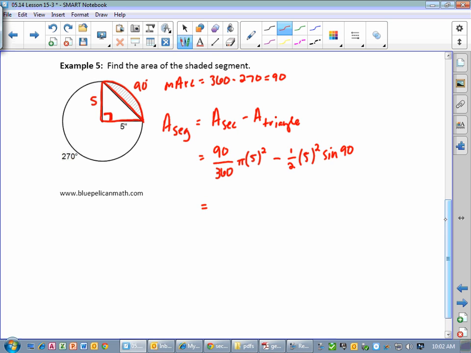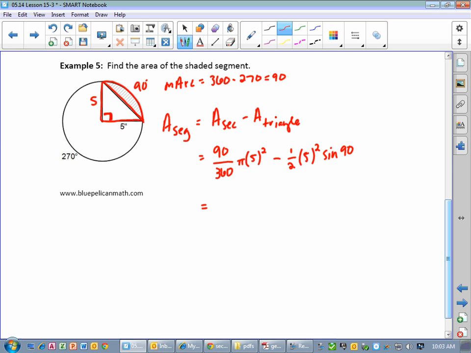Okay. Now notice, this is a right triangle. And so this is the base of the triangle, and this is the height of the triangle. So the area formula would be 1/2 base times height. So 1/2, 5 times 5. 1/2, 5 squared. And this is just 1. So this works for a right triangle, but it works for any isosceles triangle.